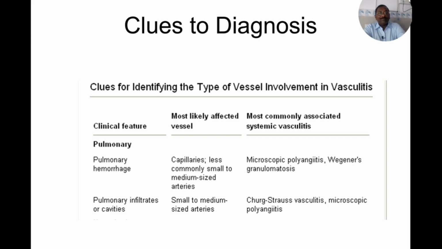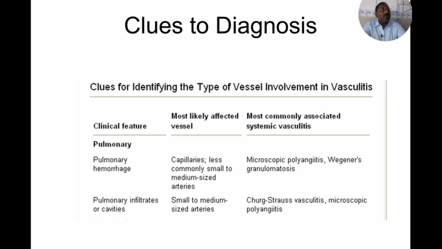Pulmonary hemorrhage: it involves the capillaries, less commonly small to medium-sized arteries, in microscopic polyangiitis and Wegener's granulomatosis. In Wegener's granulomatosis you can have both upper and lower respiratory tract involvement. Upper respiratory tract involvement takes the form of sinusitis, saddle nose deformity, and maybe septal perforation. These are very common.